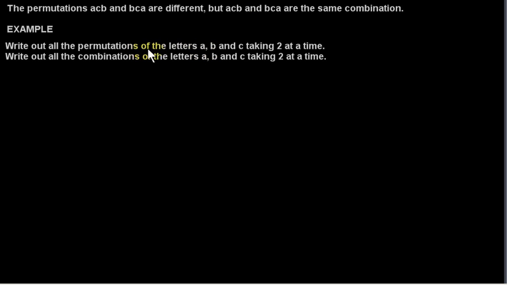Now we're going to look at all the permutations of the letters A, B and C, taking two of them at a time. So this is something we did already. We have three ways to select the first letter. So the first letter could be A, could be B, or it could be C. After we've selected the first letter, we have two ways of selecting the second letter. So if the first letter selected was A, we could have AB, or we could have AC. If the first letter selected was B, we could have BA or BC. If the first letter selected was C, we could have CA or CB.